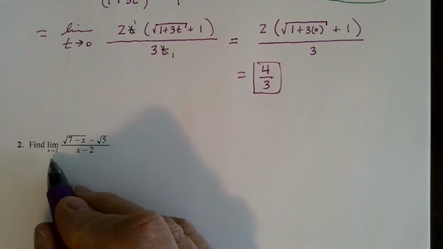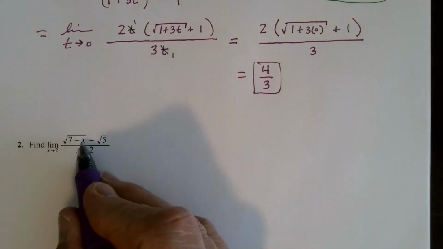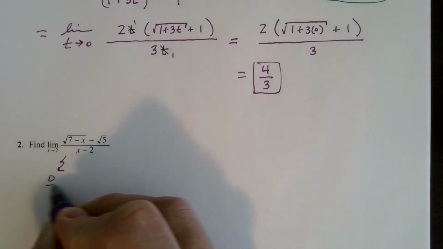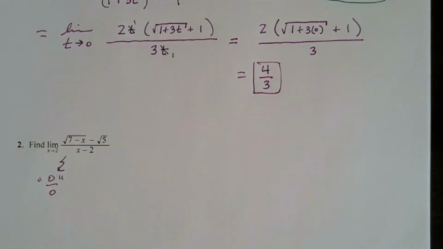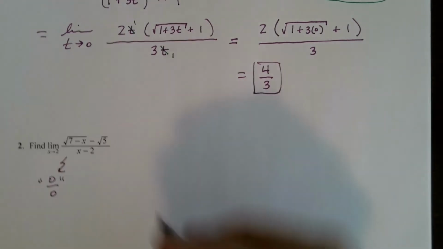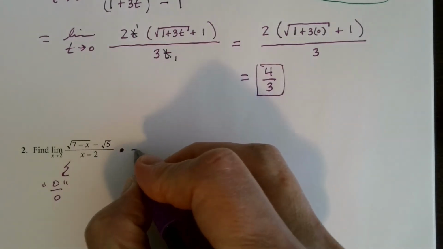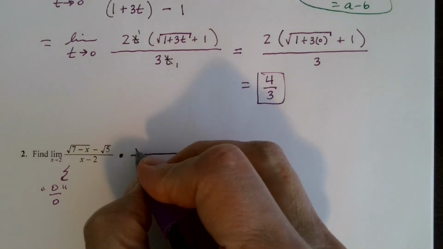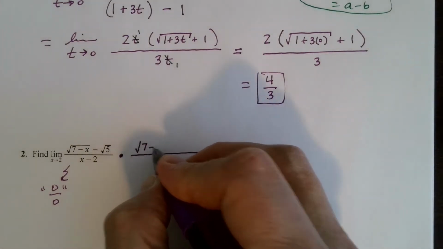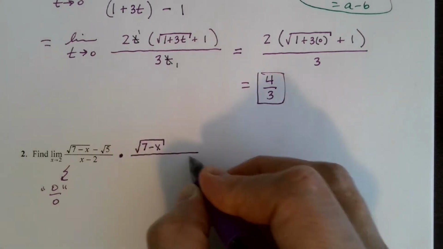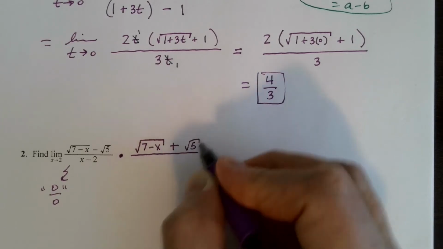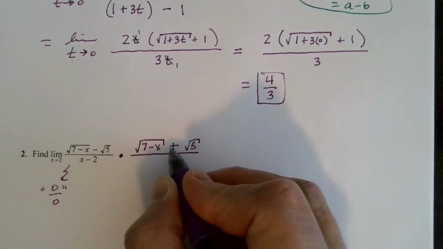When I plug in x equals 2, 7 minus 2 is 5, square root of 5 minus square root of 5 is 0, 2 minus 2 is 0. There it is. As I said, we're looking at this 0 over 0 indeterminate form quite a bit here. So what do I do? I'm going to multiply by the conjugate. This time, since the radicals are in the numerator, I'm going to rationalize the numerator, and the conjugate I'm going to multiply by is the square root of 7 minus x, change that minus to a plus, square root of 5.